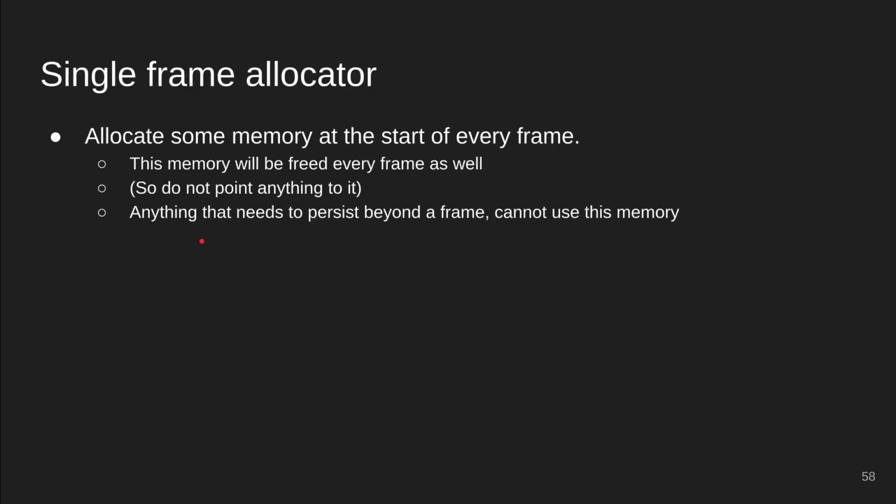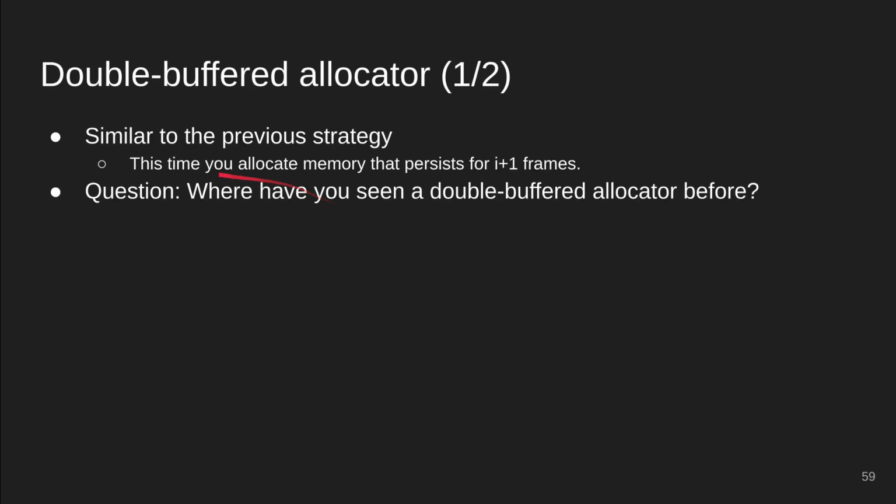Some other ideas that you might run into for memory allocation is this idea of a single frame allocator. You just allocate some fixed size block of memory at the start of every frame, and then this memory will also be freed every frame. So anything that needs to persist beyond a frame can't use this memory. It's just like a temporary memory. I'm going to fast forward us here to the double buffered allocator.